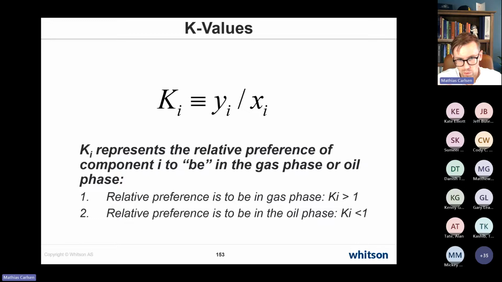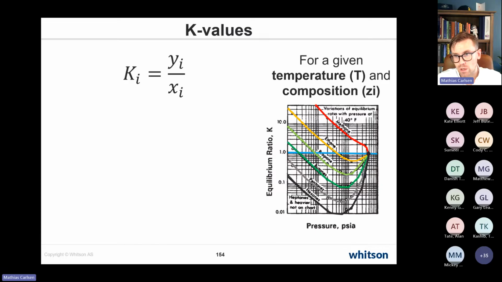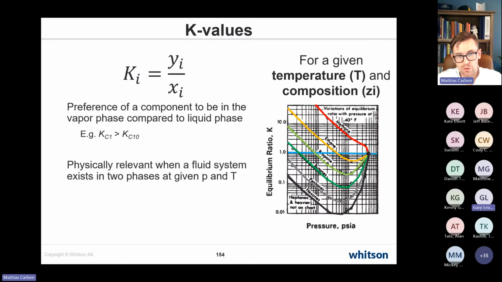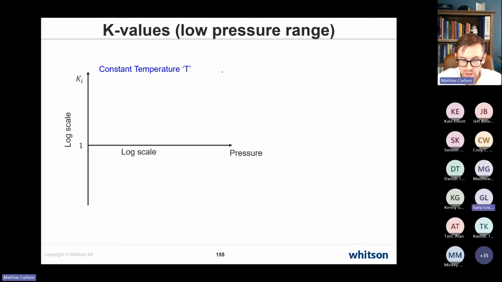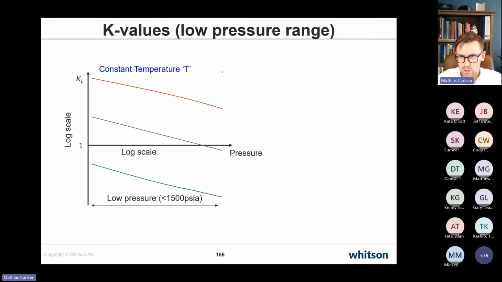Or 2 times, but we'll repeat it again. It's just a relative preference for a component to be in the gas phase or to be in the oil phase. So the relative preference for a component to be in the gas phase, so the K value is larger than 1, etc. So just to give you the basics here, at low pressures, the K values are behaving linearly on a log plot. Okay, so the slope here is basically -1.